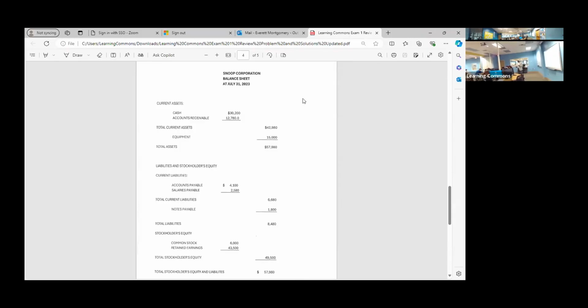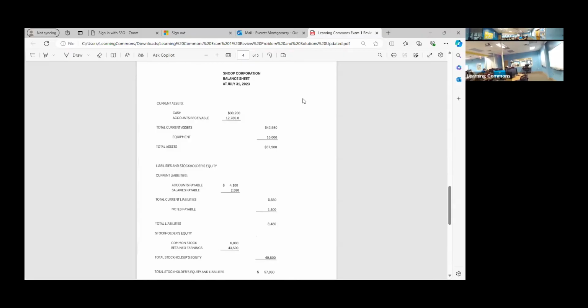Non-current assets we have is the equipment, and equipment was 15,000. So you had total current assets of 42,980. Your total assets should have been 57,980. Is that what y'all got? So that's the total assets. You should have cash, accounts receivable, and equipment in your assets.